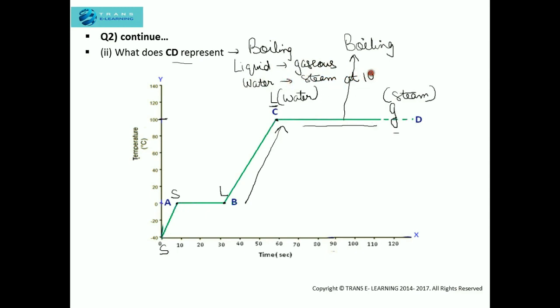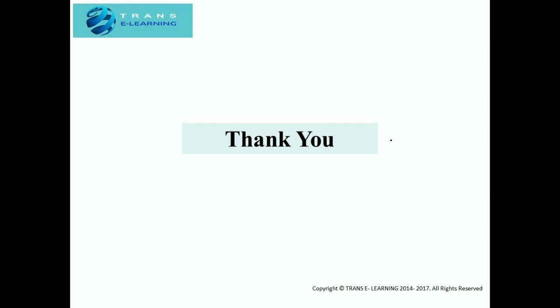at 100 degrees Celsius. You can see here that at 100 degrees Celsius the water is getting converted into steam without any rise in temperature on heating. And the heat supplied will be given by mL. Here L will be the latent heat of vaporization. So that was all about the practice problem related to heating curve.